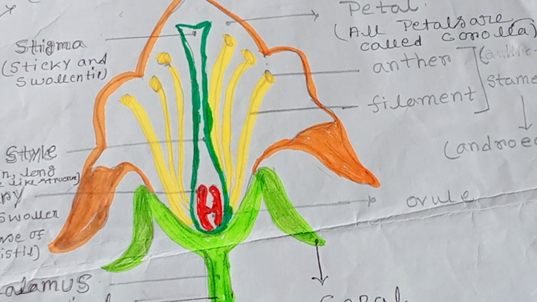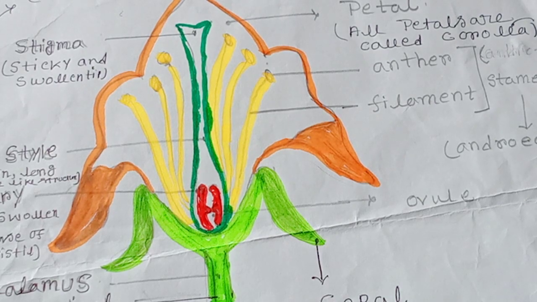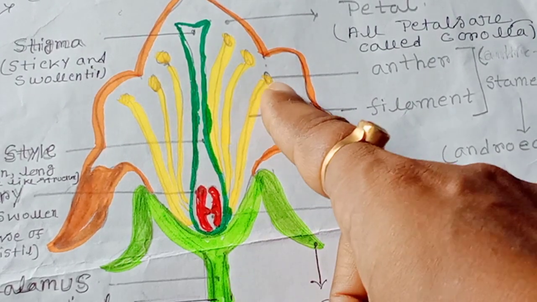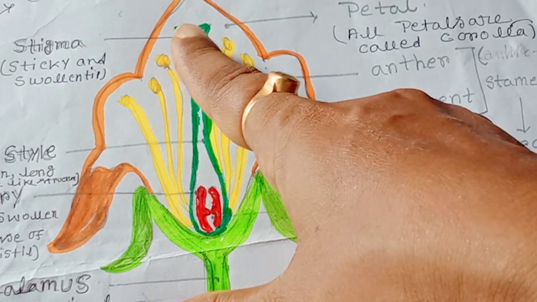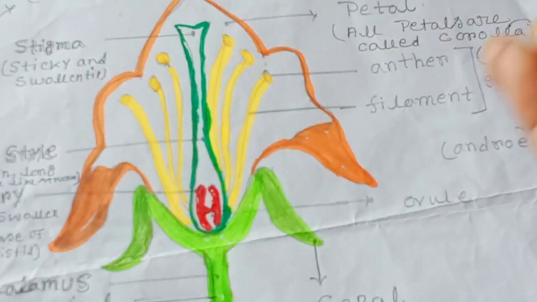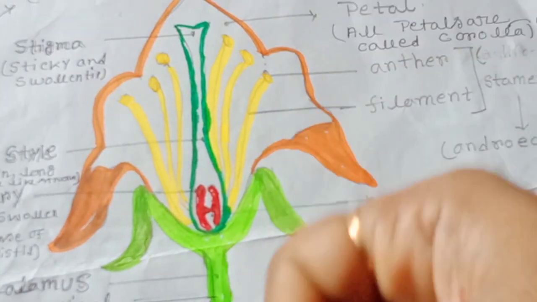Next, cross pollination. So what is cross pollination? When the pollen grains from the anther of one flower are transferred to the stigma of another flower present on a different plant of the same kind, that process is called cross pollination. So in cross pollination, the male gamete is transferred from the anther to the stigma of another flower.